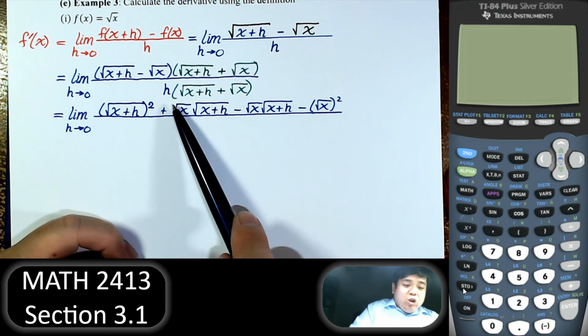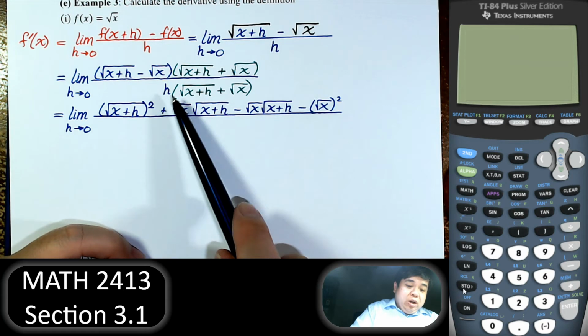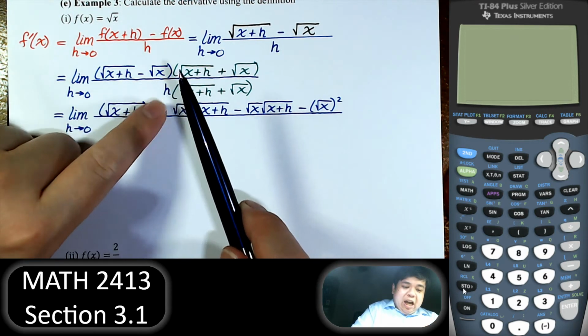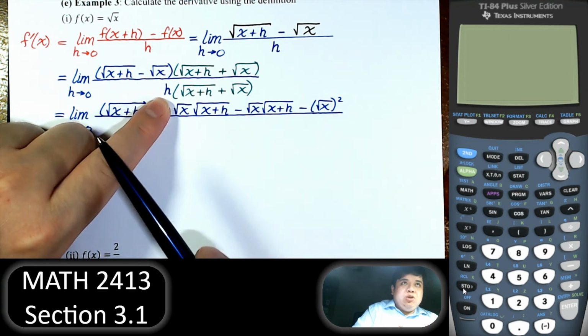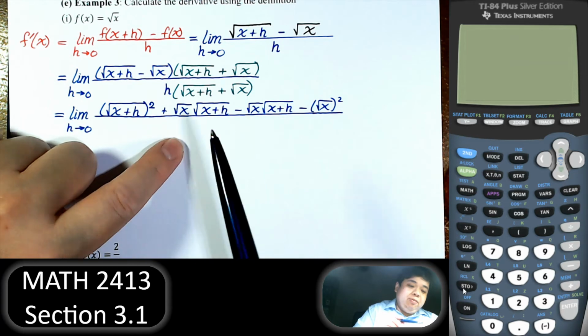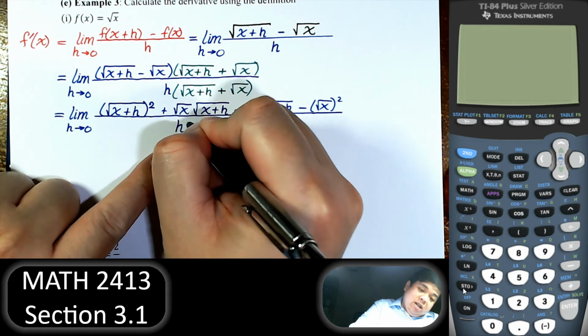I do not want to multiply the bottom. The reason is I want the h there by itself, because if it works out perfectly, I should be able to cancel that h. So the h should be there. So I just rewrite the denominator and don't do anything.